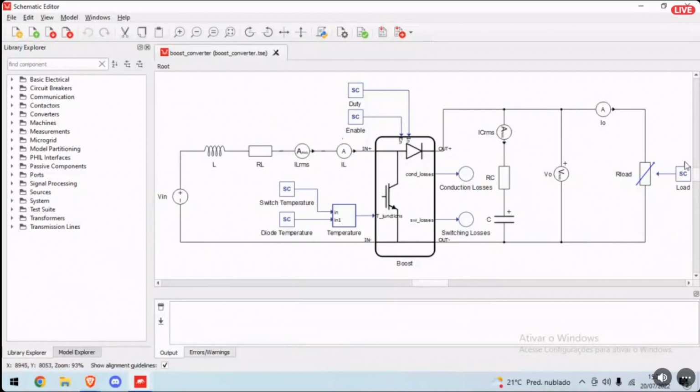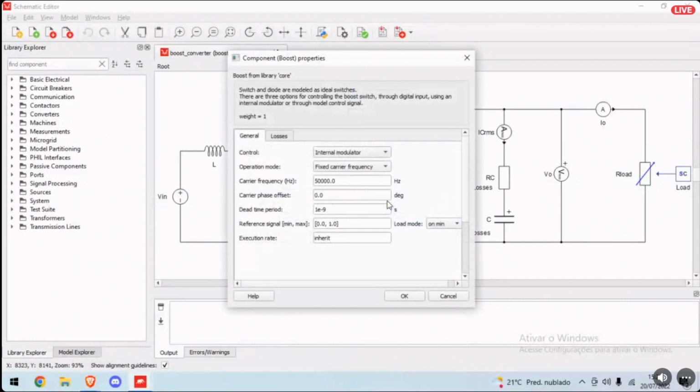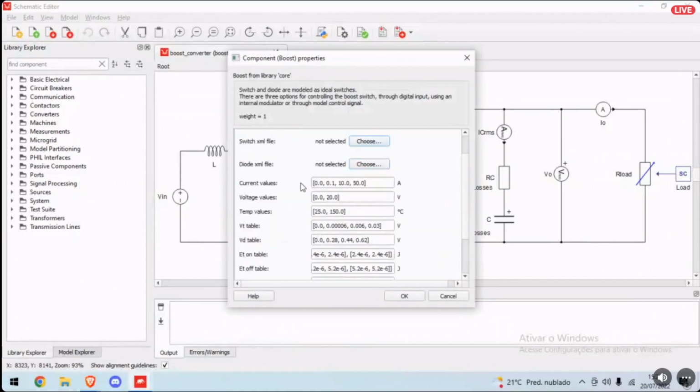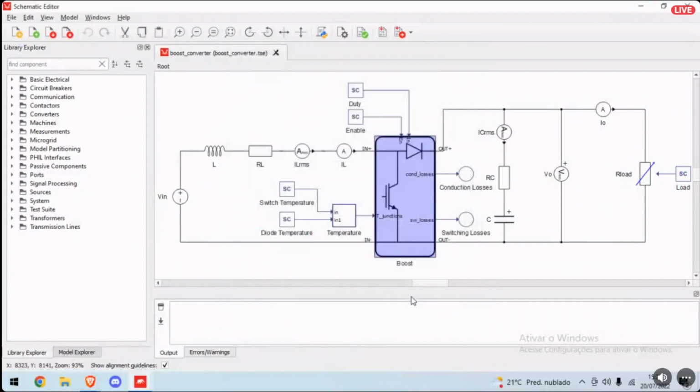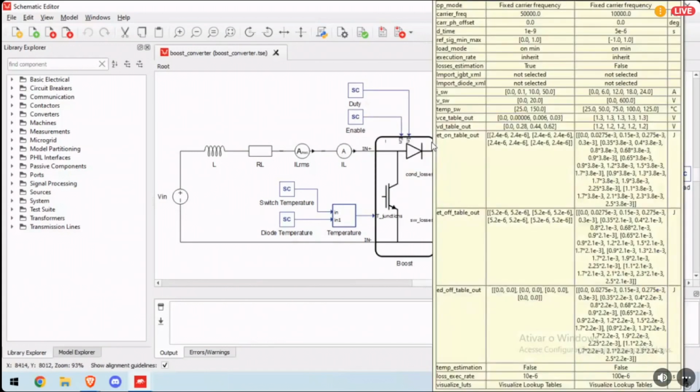Here we have the load, being variable and controlled by the SCADA, and this is the boost converter, where we can control the commutation frequency, as well as the loss parameters, which can be controlled by the current, the voltage, or the temperature, as you can see here. This is the reason we have the temperature inputs on the SCADA. To finish the schematic, there is the duty cycle and the enable to control the boost converter.